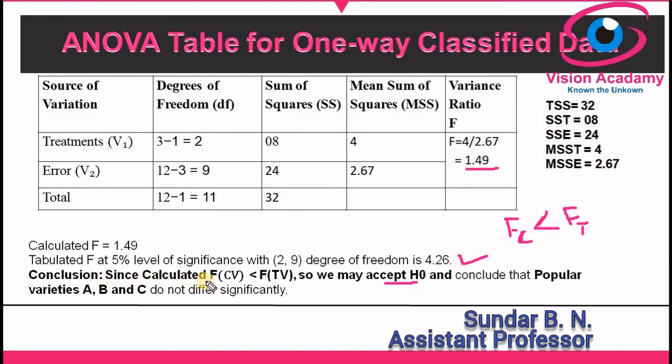So conclusion: since the calculated value is lesser than the F table value, we may accept the null hypothesis and conclude that popular varieties A, B and C do not differ significantly. So what is our null hypothesis? Mu1 equals mu2 equals mu3, which means mu1, mu2, mu3 do not differ significantly. We can't say which are equal. We can say mu1, mu2, mu3 do not differ significantly, but they can differ a little bit. So by this way we accepted the null hypothesis.